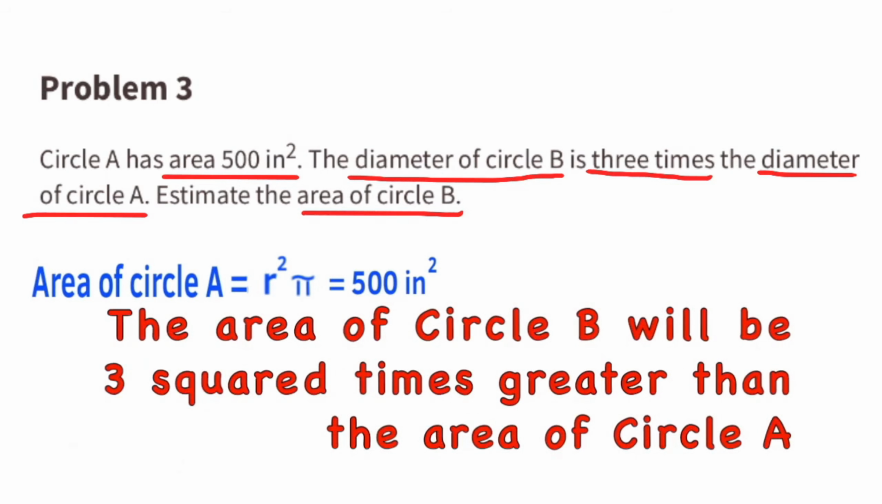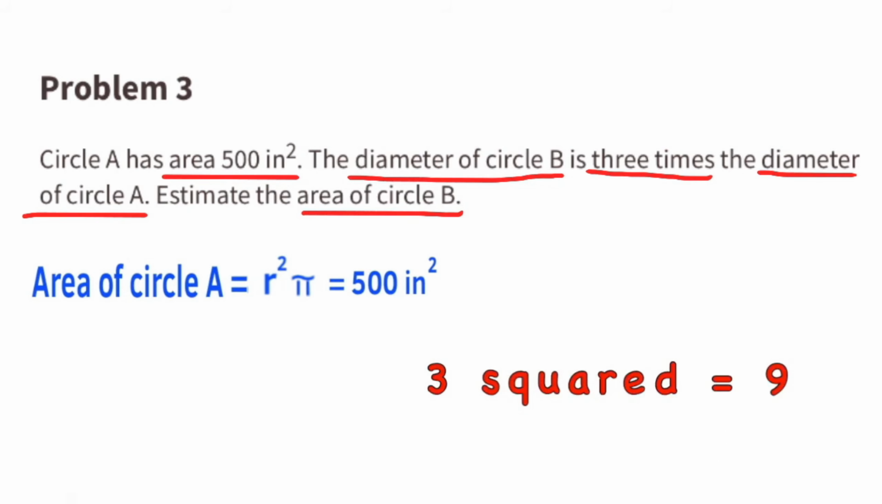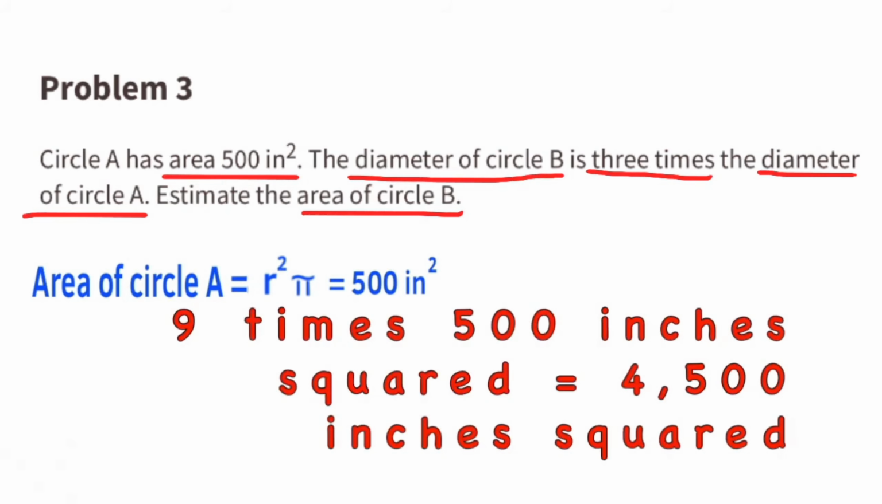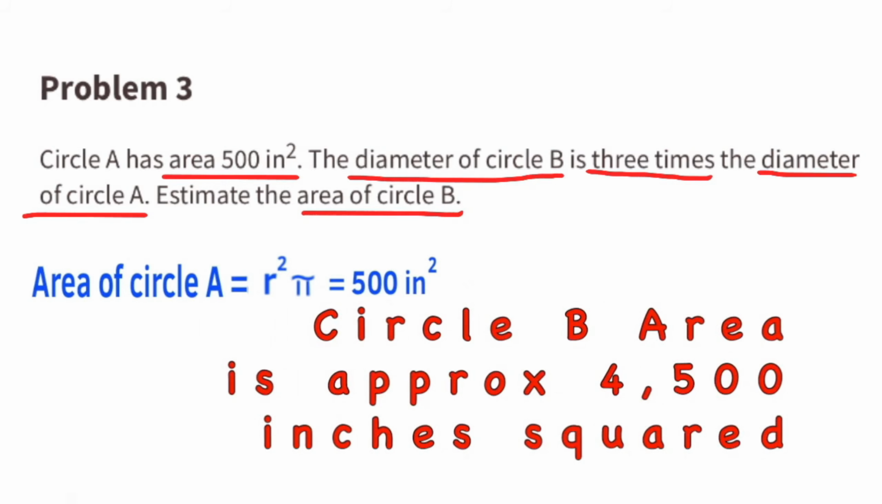That means that the area of circle B is going to be 3 to the second power times greater than the area of circle A. 3 to the power of 2 equals 9. So the area is going to be 9 times greater than 500 inches squared. 9 times 500 inches squared is 4,500 inches squared. So the area of circle B will be about 4,500 inches squared.